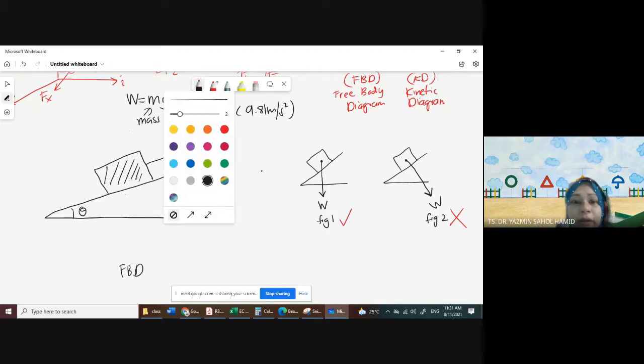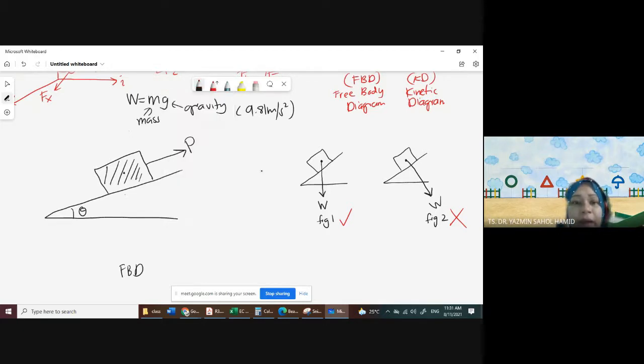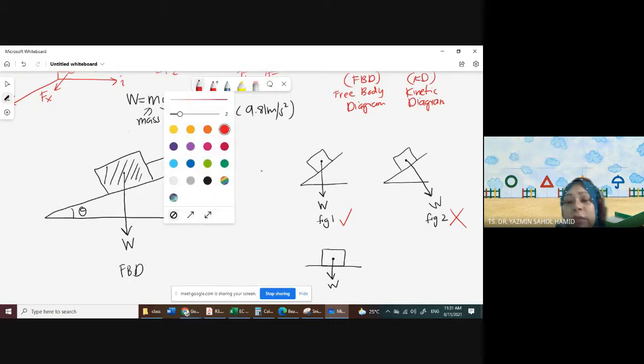Even though I have explained this many times, there are still students who make mistakes. The weight will always be pointing downwards. So whatever direction your particle is, if your particle is like this, then the weight will be pointing like this. Even though I've told this many times, there are always students who write the direction wrongly. Please make sure that you are not that student.